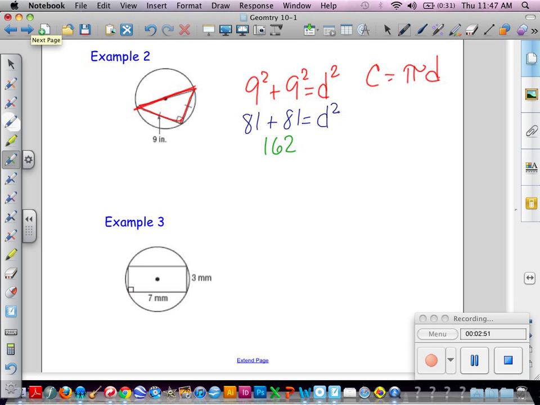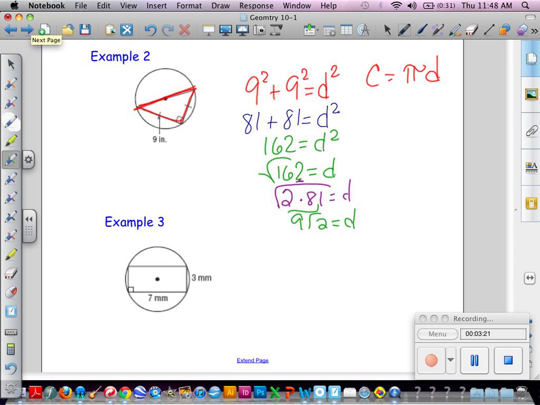162 is d squared. Square root of 162. Now I can't punch that in my calculator. I need to leave it in exact form, so I need to simplify this radical. When I do that, I see that it's even, so I'm going to go to 81. At that point, square root of 81 is 9, root 2 is d.